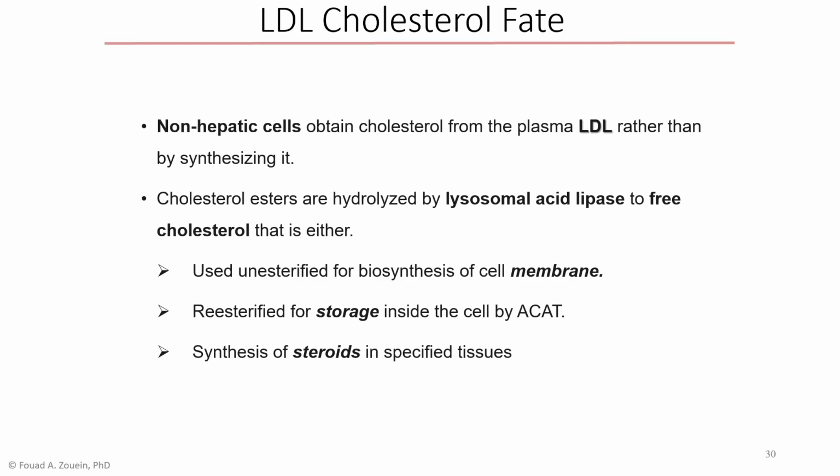You know, cholesterol inside the cell membrane is very important for the fluidity of the membrane. Or it's reesterified for storage inside the cell by ACAT. It's an enzyme. We're going to see ACAT and LCAT are very important in the esterification of cholesterol and the storage. And also, I know that you all know that it's very important in the synthesis of steroids in specific tissues.